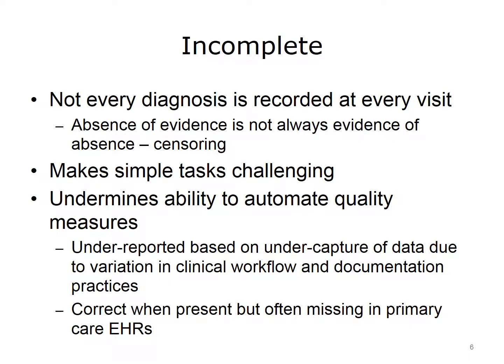Data may also be incomplete. For example, not every diagnosis is recorded at every visit. In other words, the absence of evidence is not always evidence of absence. This is an example of a concern known by statisticians as censoring. Incomplete data makes tasks that are seemingly simple quite challenging, such as the identification of diabetic patients. It also undermines the ability to automate quality measurement.